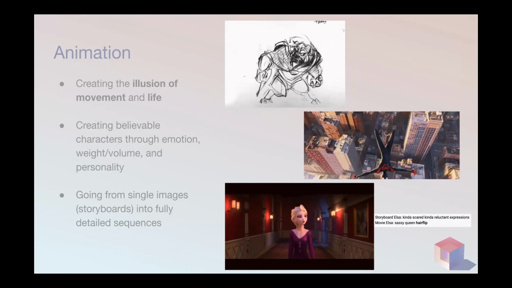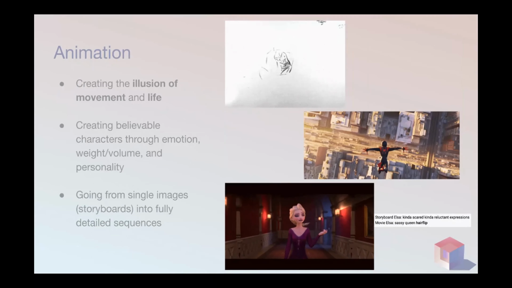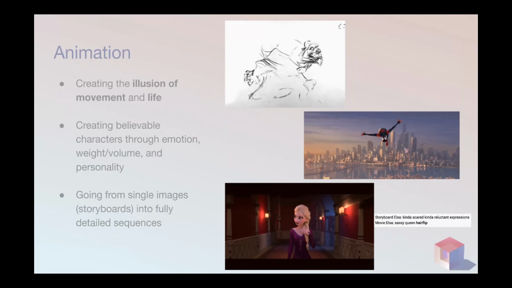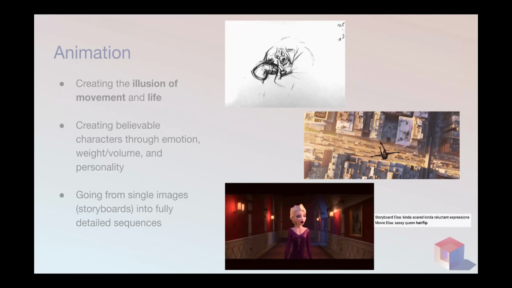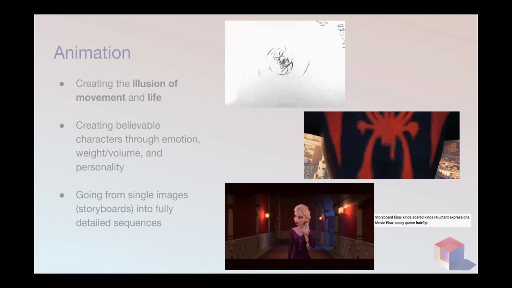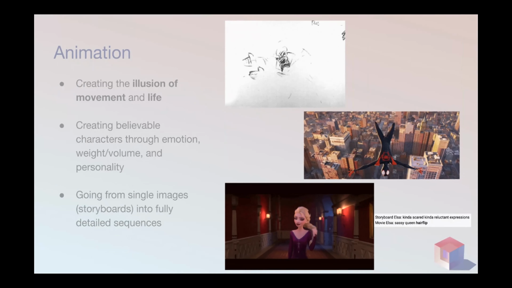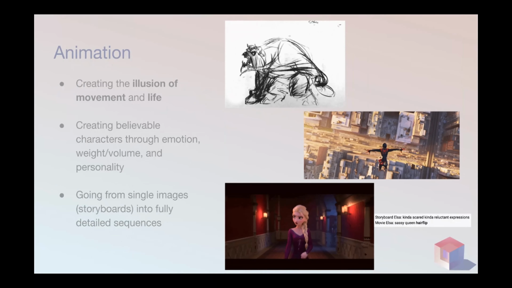Okay, next up is animation. You all should be at least familiar with this to a degree. So it's basically creating the illusion of movement and life in your short and getting all your characters and objects to move the way you want them to. So your goal here is to create really believable characters through emotion, weight and volume, personality, however you want your character to act and how you want them to be received by your audience. You would basically be affecting the movement in order to get that effect.